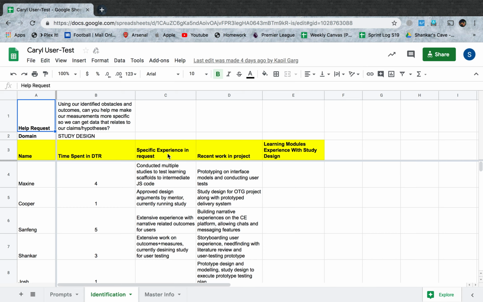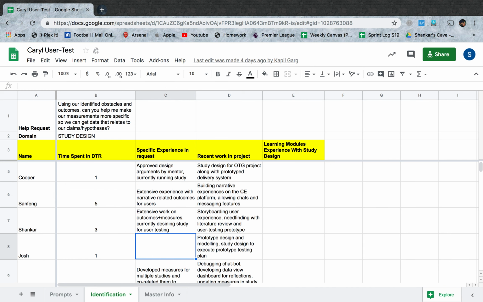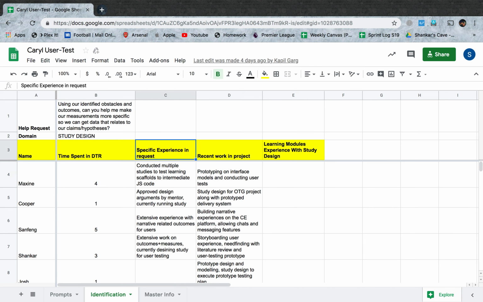I had identified specific experiences with respect to the request given, and this was identified through my own personal experiences with helpers in the community: their sprint logs, their individual progress maps, going over a little bit of their GitHub, and also checking in on them if they could help me with anything. With Carol, I didn't give specific learning module experiences as I could not cover everything and I didn't want to give any false information. Recent work in project again was taken from their sprint log, and it was just the most recent sprint. And time in DTR is kind of like a correlation to students being undergraduate or graduate, and it helps infer a lot of decisions for them.